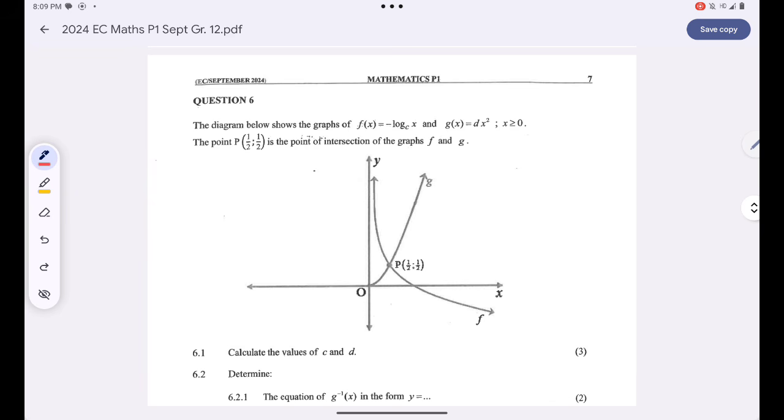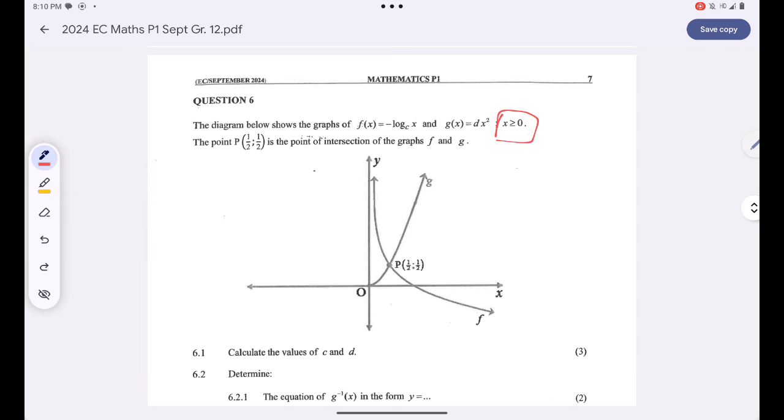Okay, we are told that the diagram below shows the graph of f(x) and g(x). We are also told that the domain for the two graphs is x greater than 0. The point P is the point of intersection of the two graphs, f and g. Firstly, they want us to determine the values of c and d.